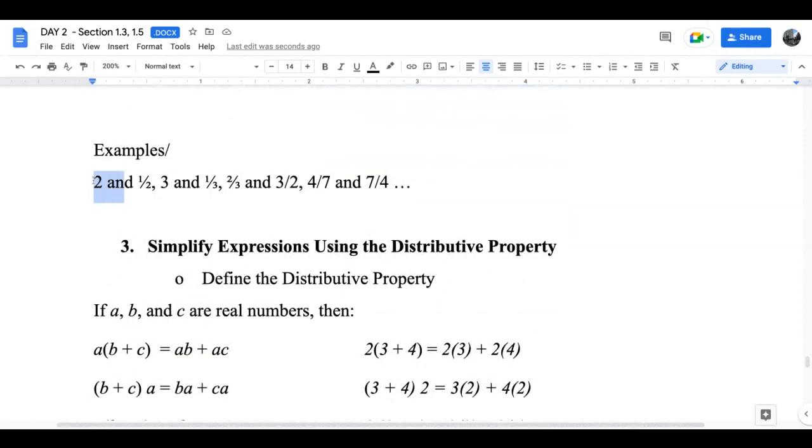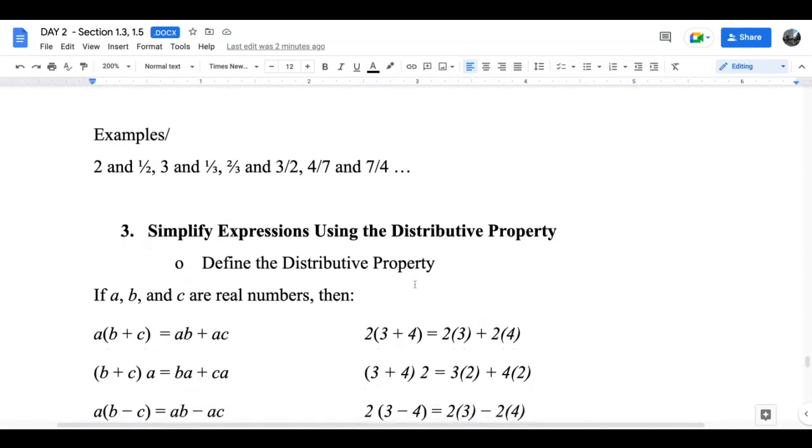Let's see some examples. 2 and 5, reciprocals. 3 and 1/3, reciprocals. 2 over 3 and 3 over 2. 4 over 7 and 7 over 4, and so on and so forth, right? You just flip the numerator and denominator, and it becomes its multiplicative reciprocal.